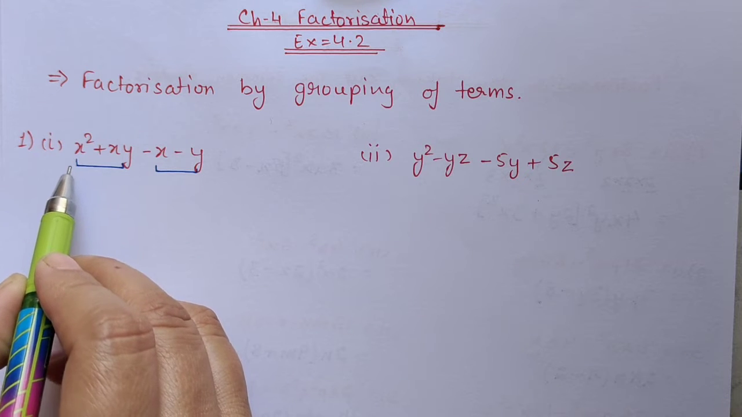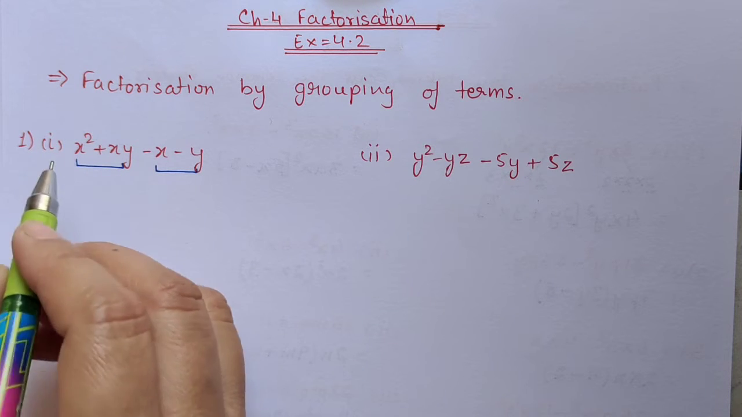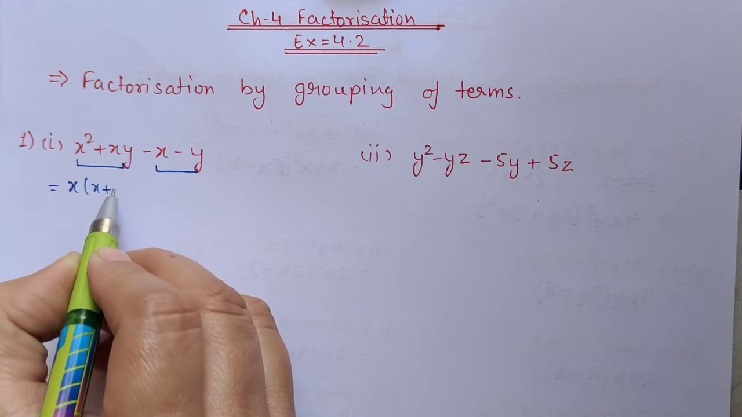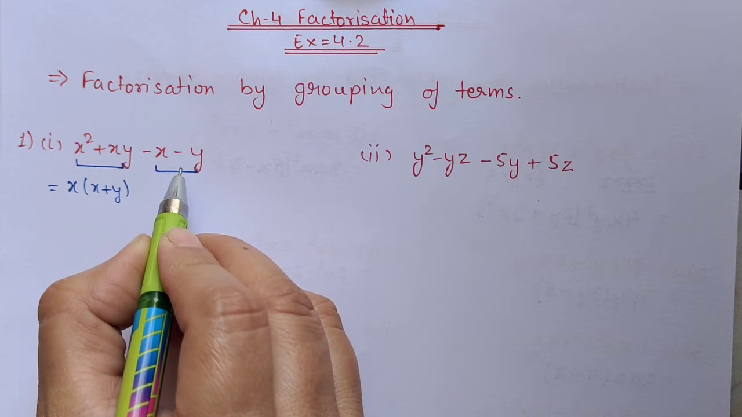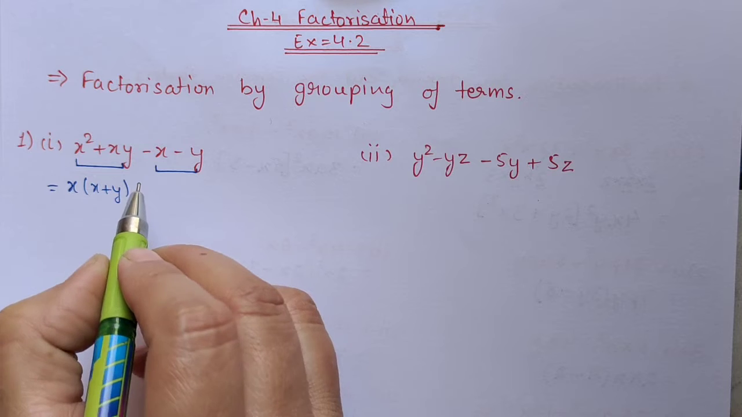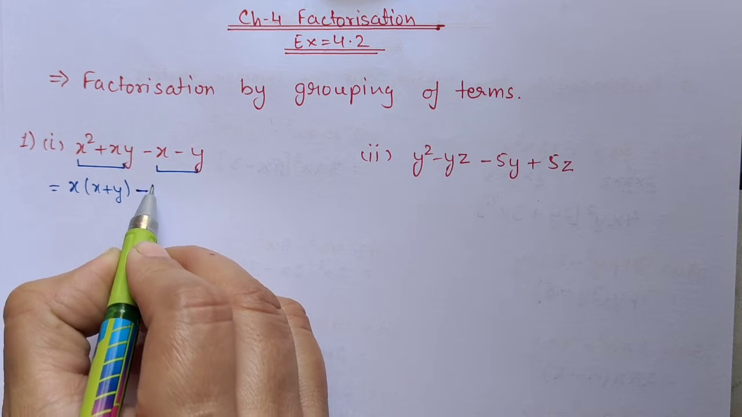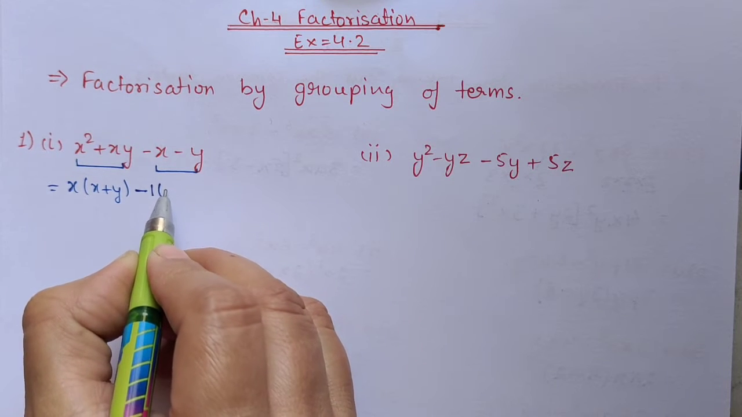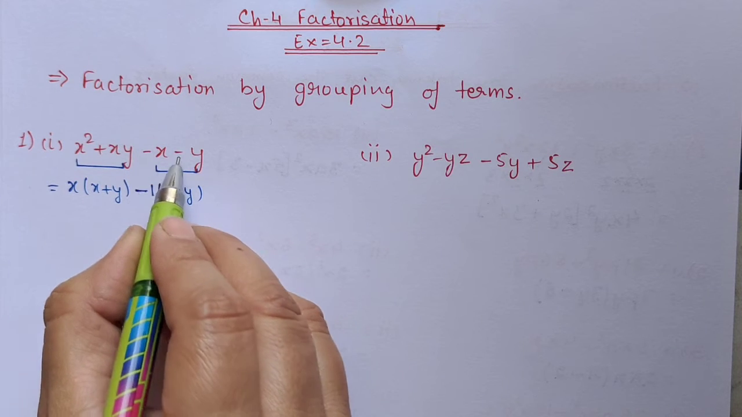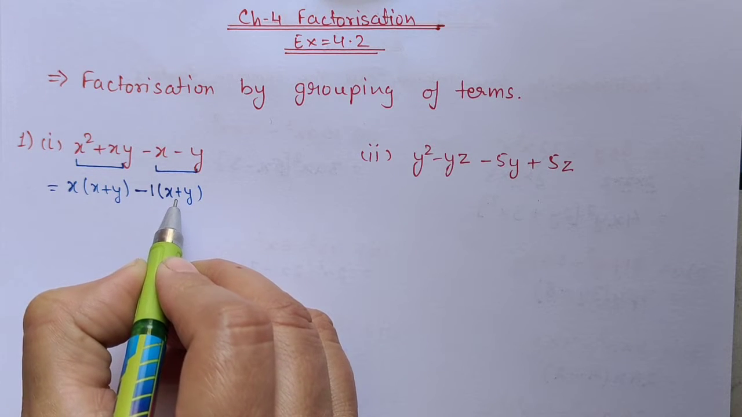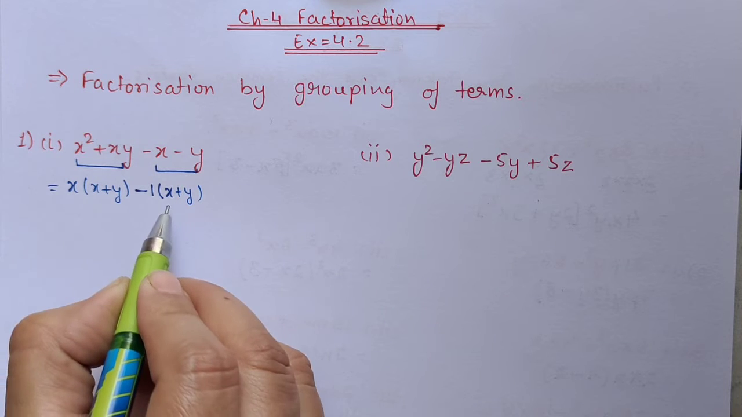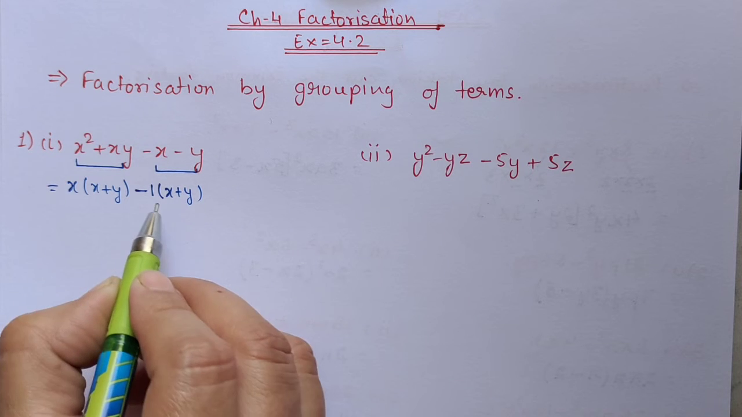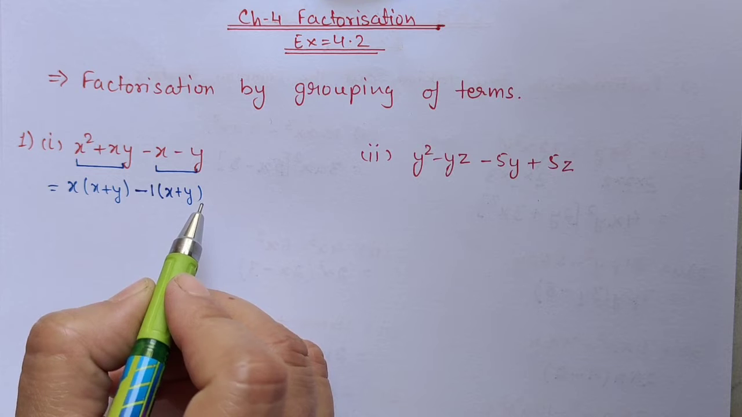So when I take common from the first two terms, I have x as common. So inside the bracket I have x and then plus y. In the last two terms we don't have anything common, only the minus symbol we can take out common. We will write here minus 1. If we don't have any number or any variable common, we will write 1. Then inside the bracket we have x plus y, because we have taken the minus symbol out, so this symbol will be plus. The main thing is that this bracket and this bracket should come the same. If it is coming the same, it means you are doing it correctly. If it is not coming the same, we have to regroup.